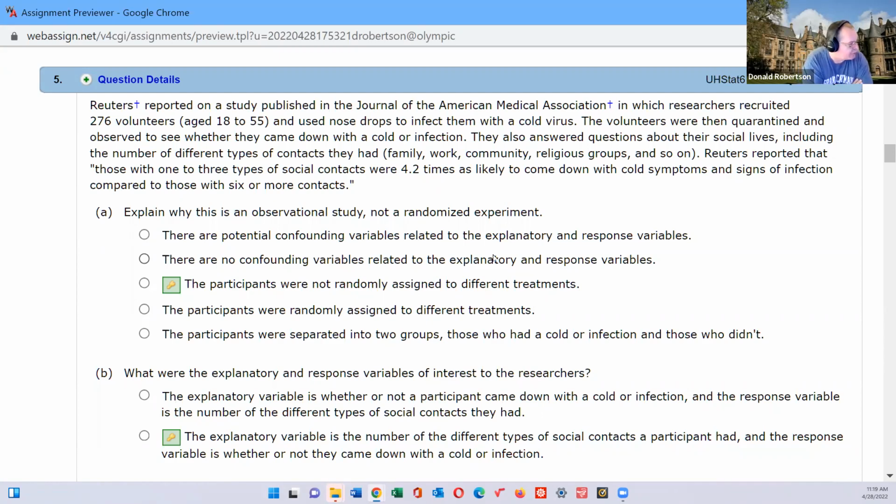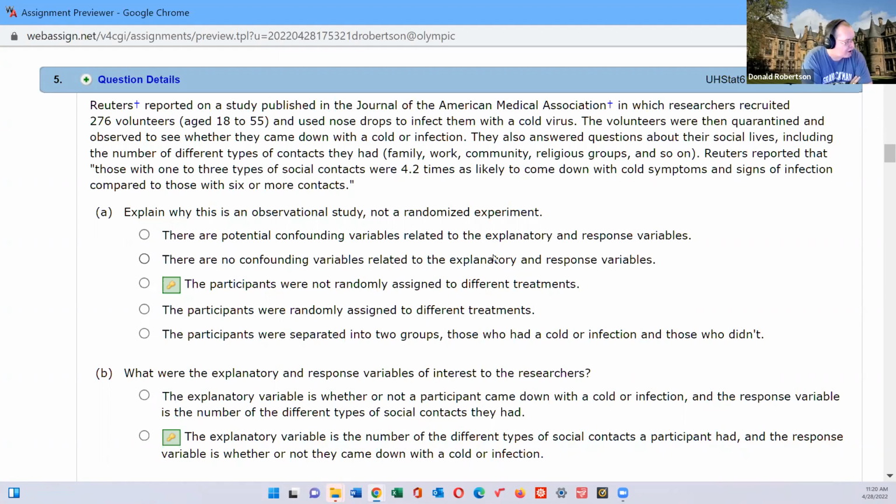So they recruited, in this story, 276 volunteers and used nose drops to infect them with a cold virus. Ooh, you're pushing ethics there, right? You're deliberately giving people the cold, essentially. The volunteers, well, I guess volunteering gets you around it a little bit, were then quarantined and observed to see whether they came down with a cold or infection.